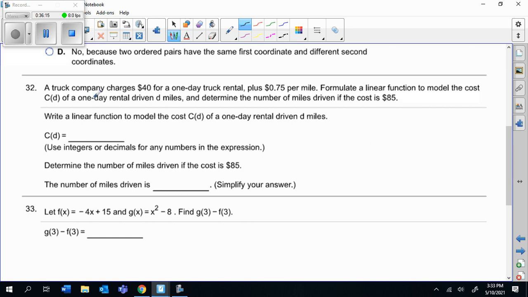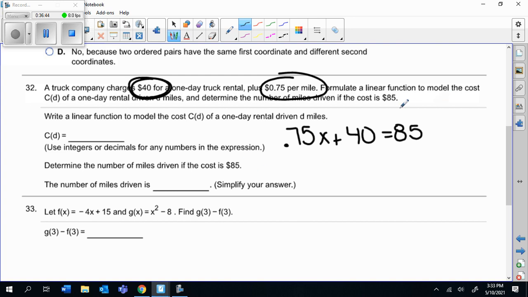32. A truck company charges $40 for a one-day truck rental and 75 cents per mile. So this is that variable cost. So it depends on how many miles. But this is a one-time cost. So we add it into the back. And it says determine the number of miles driven if the cost is 85.